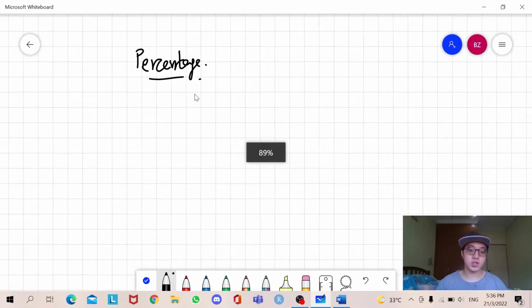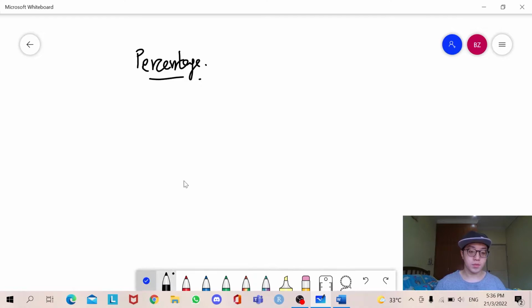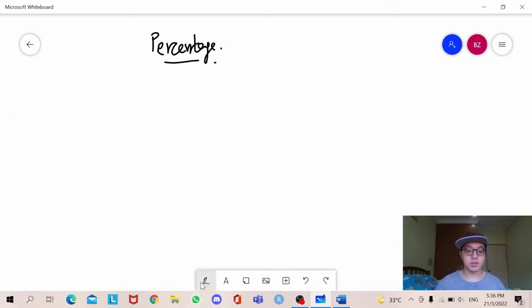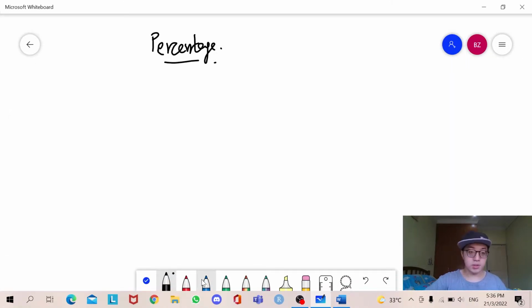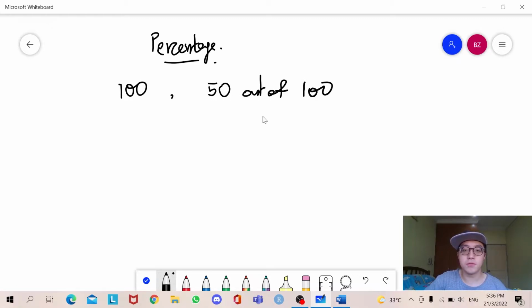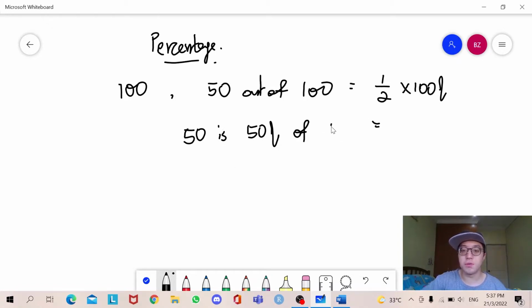So percentage is, how do I describe this? Let's say 100 is the whole number. So we're gonna find what is 50 out of 100, right? So 50 out of 100 is 1 over 2. So if we multiply by 100%, so 50 is 50% of 100.